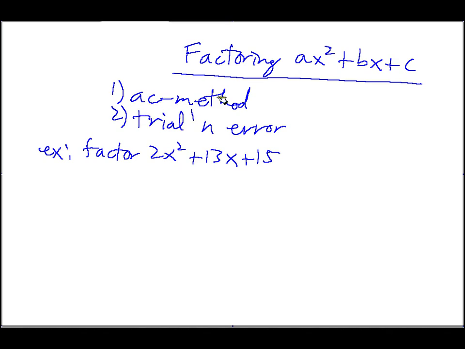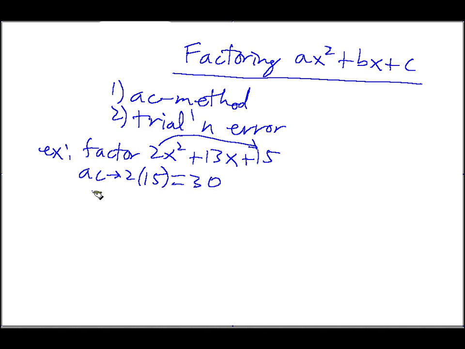All right. AC method means what? AC means A times C, right? That means you take the first number, which is A, and multiply it by the last number, which is C. So we're going to take 2 times 15. So the AC here is going to be 2 times 15, positive 2, positive 15, which is equal to what? 30, all right? So we multiply the first number times the last number to get 30 here.